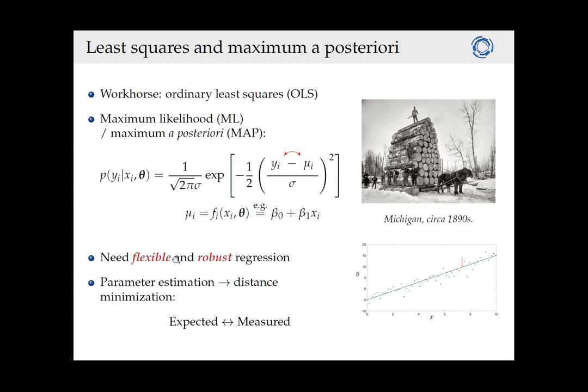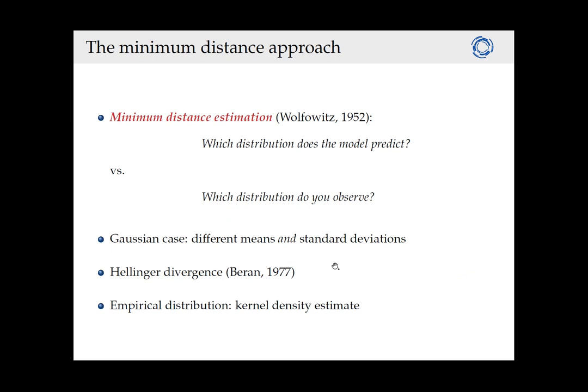So again, we see both in ordinary least squares and in maximum likelihood that parameter estimation comes down to distance minimization. You're going to minimize the distance between what you predict, or what you expect according to your regression model, and what you measure. This is depicted here for the case of ordinary least squares or maximum likelihood. So you minimize these distances, on average, between the measured points and the corresponding predictions.